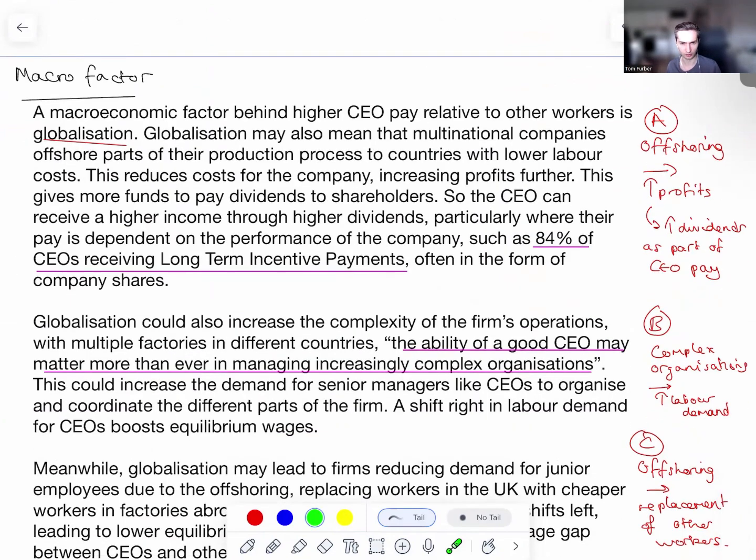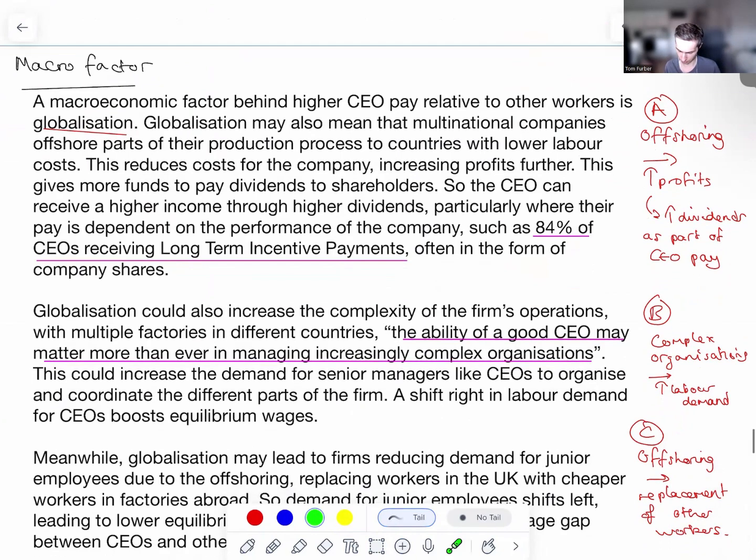A macro factor behind higher CEO pay relative to their workers is globalization. I'm going to split this argument into 3 bits. I'm not going to use a diagram for this point, but you're very welcome to use a diagram like the Lorenz curve, for example, for this. Here are 3 points you can make.